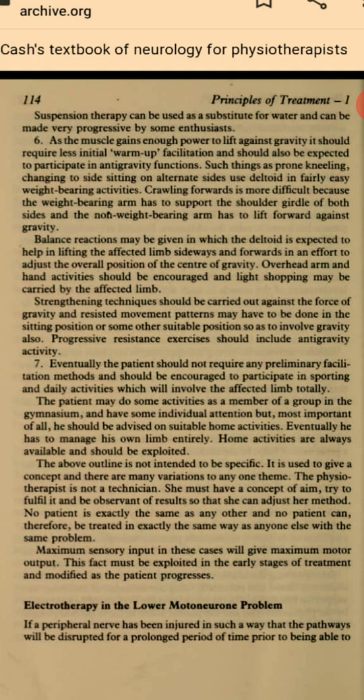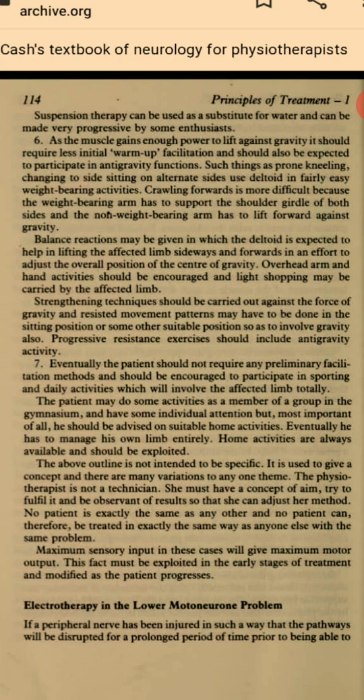The patient may do some activities as a member of a group in the gymnasium and have some individual attention, but most important of all, he should be advised on suitable home activities. Eventually, he has to manage his own limb entirely. Home activities are always available and should be exploited. The above outline is not intended to be specific. It is used to give a concept, and there are many variations to any one theme.